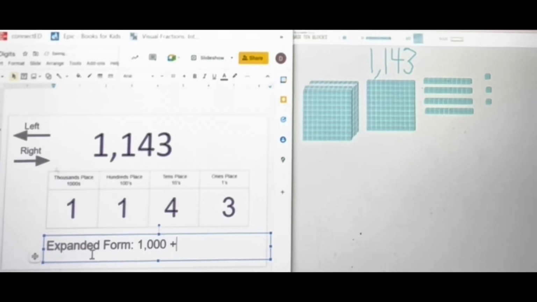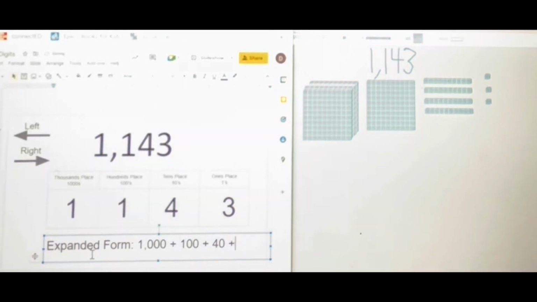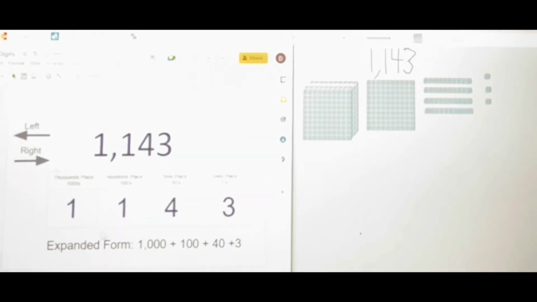The digit in the hundreds place is also 1, so that's equal to a value of 100. 1,000 plus 100. The digit in the tens place is 4. 4 tens, which is equal to a value of 40. And the digit in the ones place is a 3, which is equal to a value of 3. So 1,143 in expanded form is written as 1,000 plus 100 plus 40 plus 3.